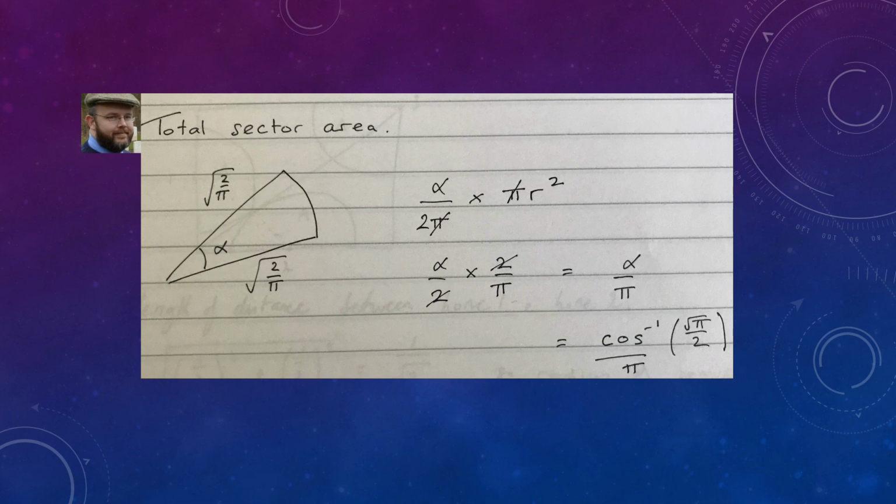So I've started off straight away by trying to work out the total sector area, and I've drawn a picture of it. You'll notice that I've got two radii, root 2 over pi, both sides of my sector, and I've just done a radians kind of question. Well, I know what alpha is, so it's alpha over pi. Writing that out is arc cos of root pi over 2, over pi. So that's the total area of my sector of my circle so far.